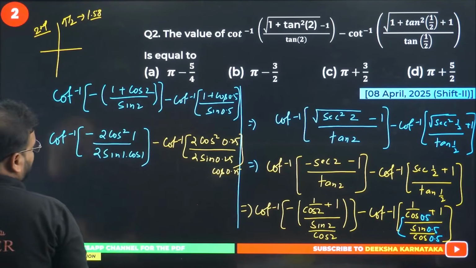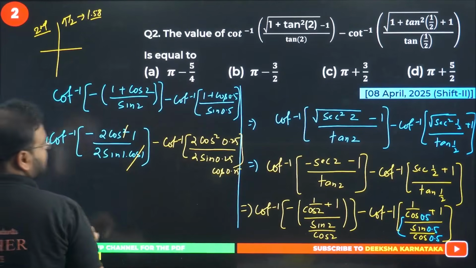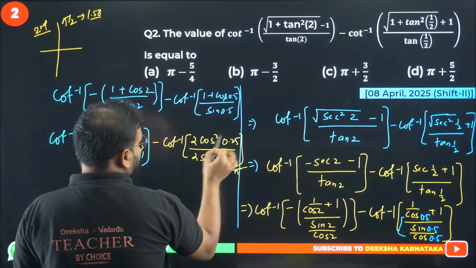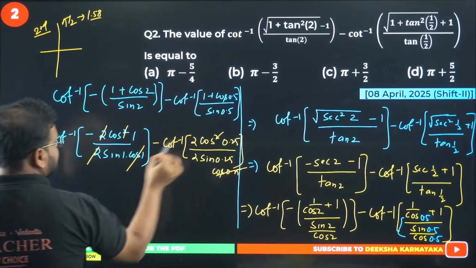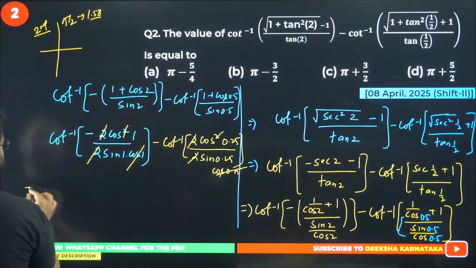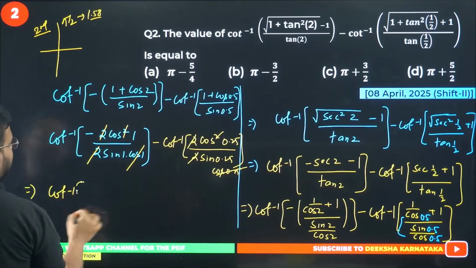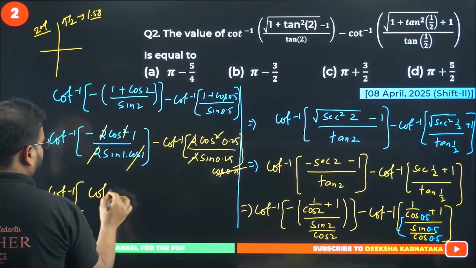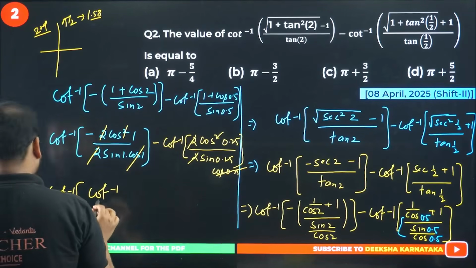Okay, so I have here cos is cancelled, one of the cos's. Here also one of the cos's is cancelled. We have 2 and 2 is cancelled. Okay, the last step. Check this out. Cot inverse of cos by sin becomes cot 1, right? Cot 1.